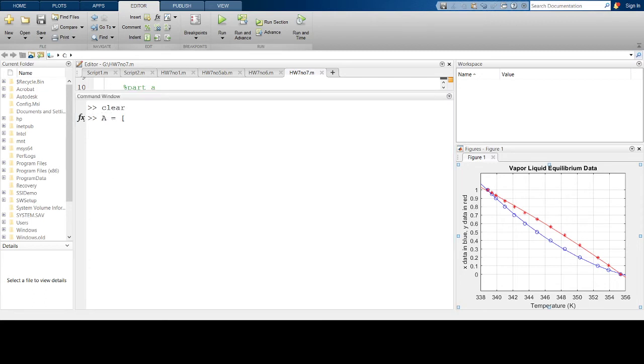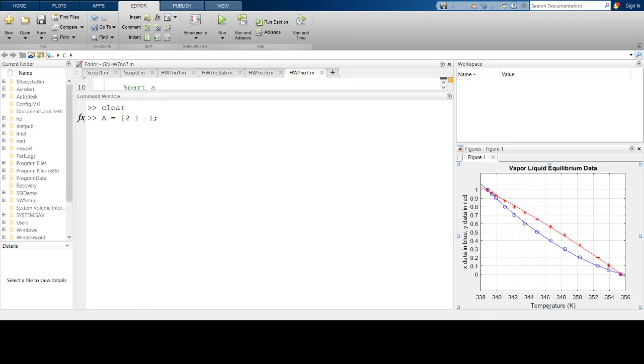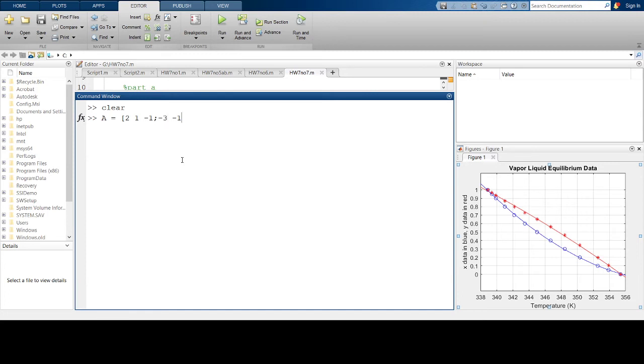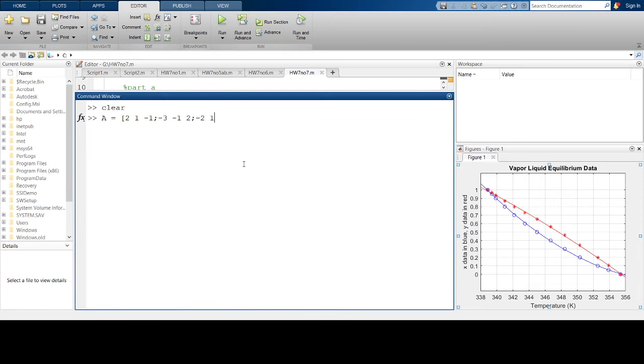I'm going to create A, which will be 2, 1, minus 1 for the first equation, semicolon. Minus 3, minus 1, 2 for the second equation, semicolon. Minus 2, 1, 2 for the third equation.